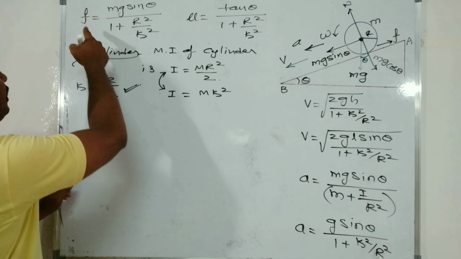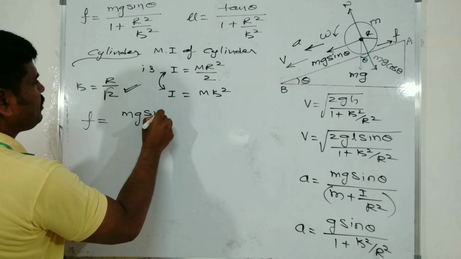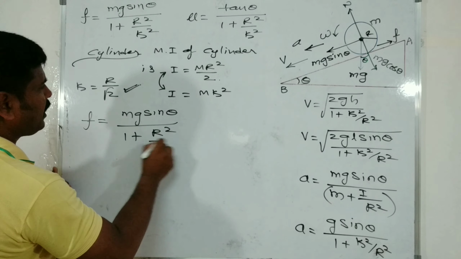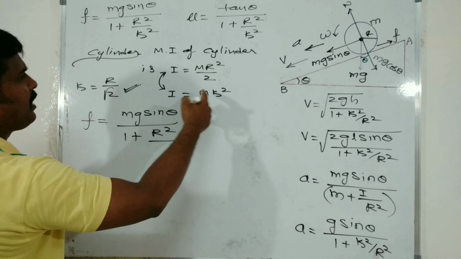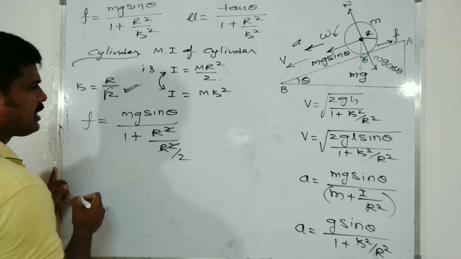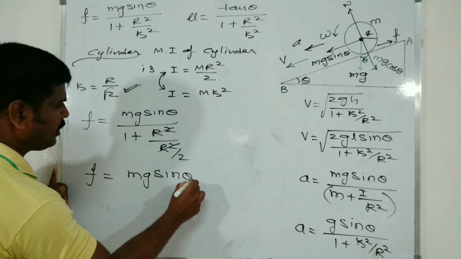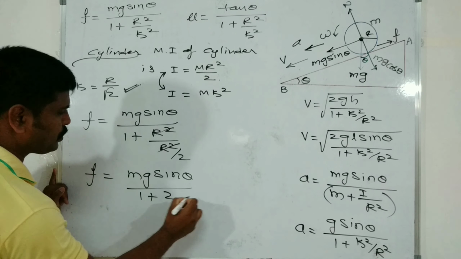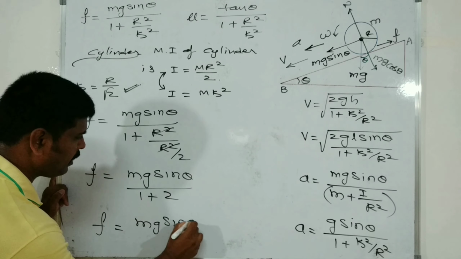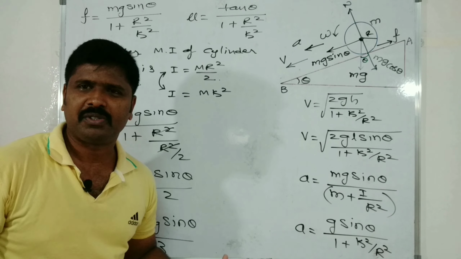Okay, and continuing, frictional force F is equal to mg sine theta divided by 1 plus r square divided by k square, directly we can take. So r square divided by r square by 2, this gets cancelled. So F is equal to mg sine theta divided by 1 plus 2. So here the frictional force, that is mg sine theta divided by 3, is the answer for the given question.